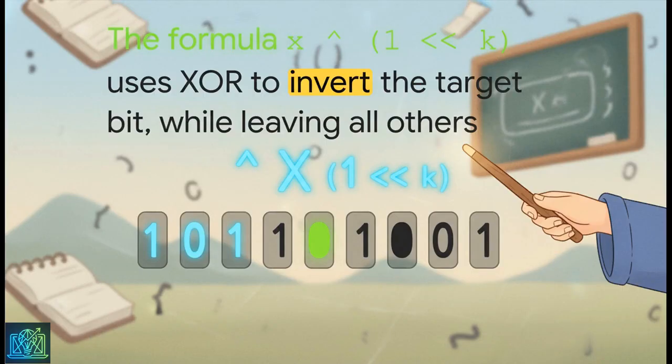That 1 << k part, that's another bit of magic called a bit shift. All it does is take the number 1 and slide it k spots to the left. This creates a mask with a single 1 in exactly the position you want to flip. So when you XOR your number with that mask, only that one target bit gets toggled. Everything else, totally untouched. It's just so clever.